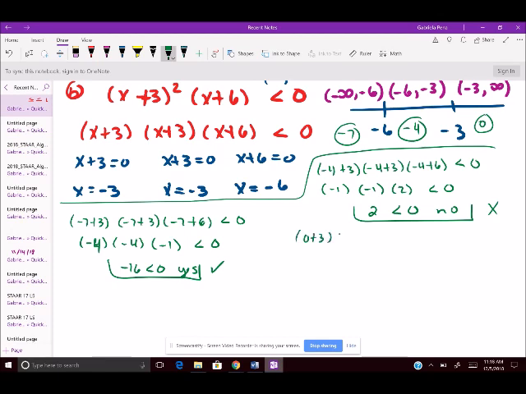And then we try a 0. 0 plus 3, 0 plus 3, 0 plus 6. Is that going to be less than 0? No. This is 3, this is 3, this is 6. Well, this is already a 9. 9 times 6 is 54. Is 54 less than 0? No. And some of them you could tell right away. So which one was the only one that worked here?